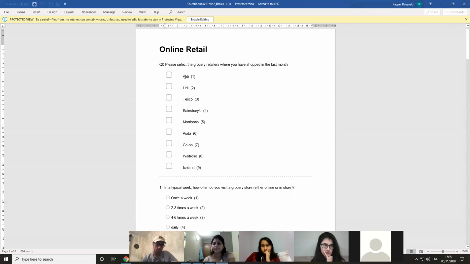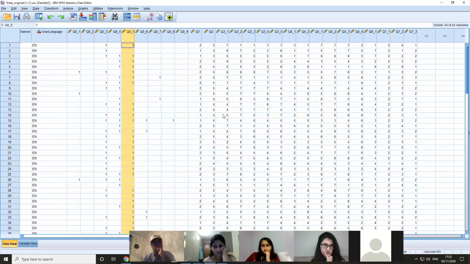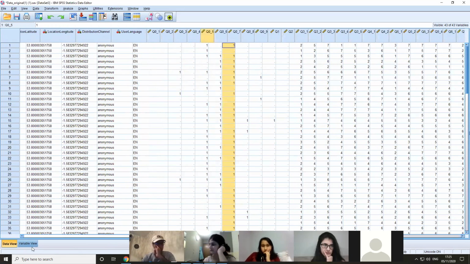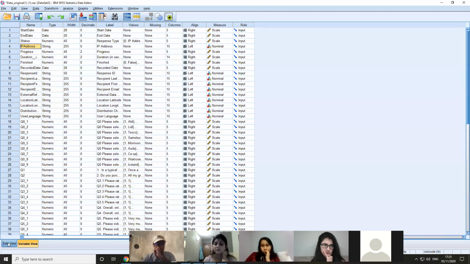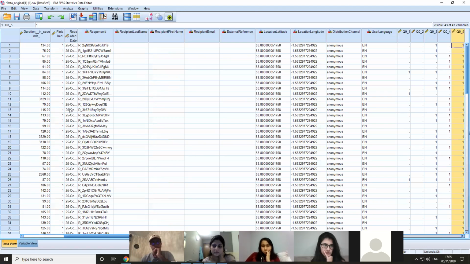Yeah, this is it. I see that 3 is Tesco, so they shopped in Tesco, and I believe 5 was Morrisons. So I know that they did not shop in any of these: Sainsbury's, Asda, Co-op, Waitrose, or Iceland. So essentially all of the information you get in the variable view is just translated back into the data view, so it makes more sense to you.